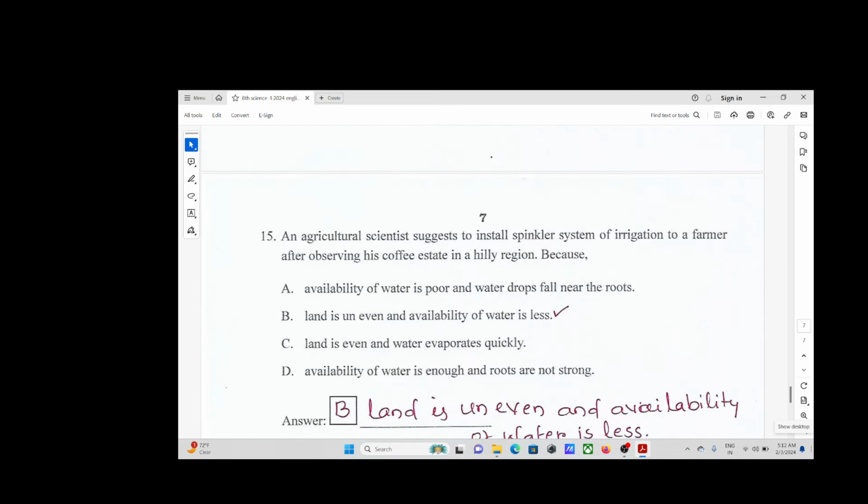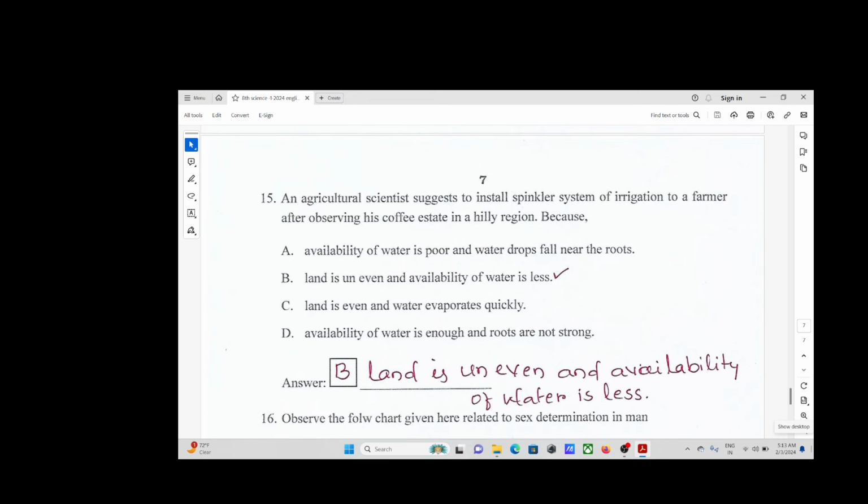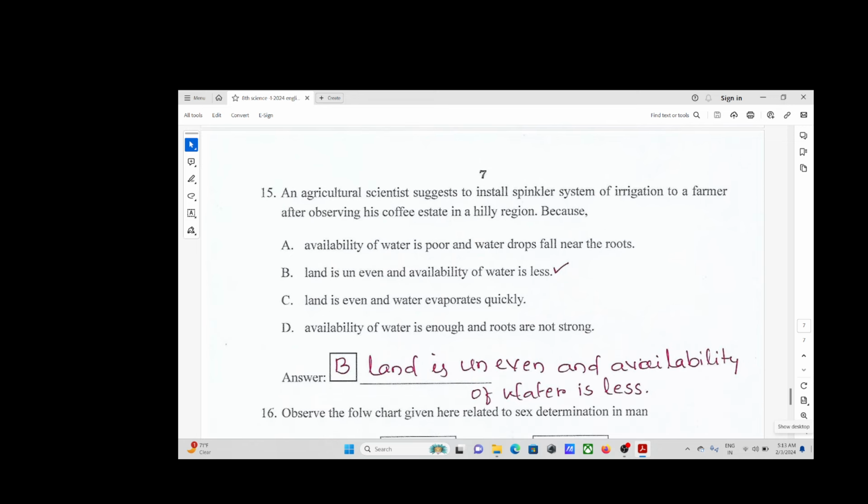Question number 15. An agricultural scientist suggests to install sprinkler system of irrigation to farmer after observing his coffee estate in a hilly region because option A, availability of water is poor and water drops fall near the roots. B, land is uneven and availability of water is less. C, land is even and water evaporates quickly. D, availability of water is enough and roots are not strong. Correct answer is option B, land is uneven and availability of water is less.